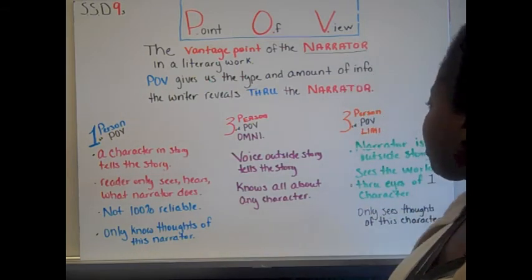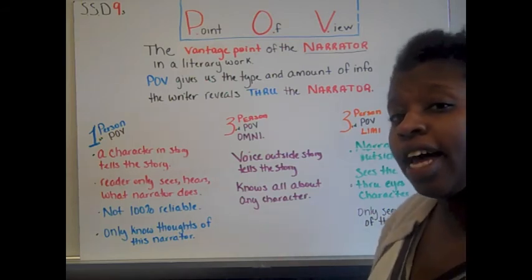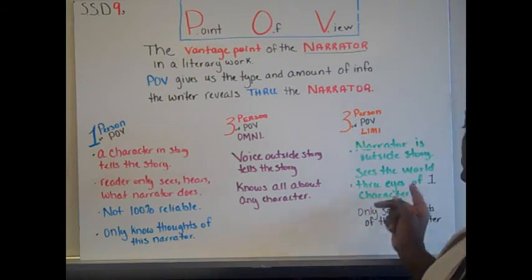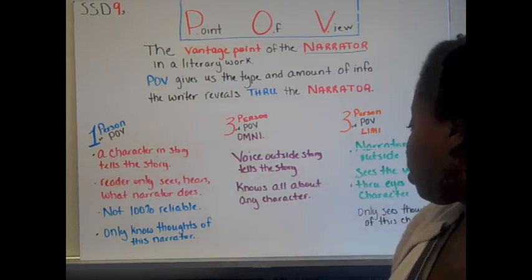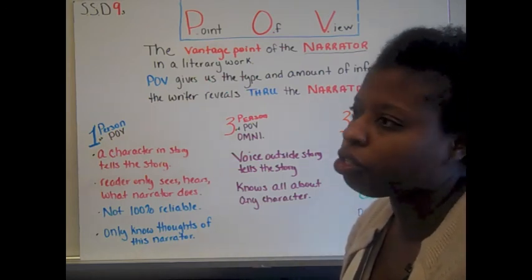And then the last one is third person limited. The narrator is still outside the story, but this time the narrator is only limited to one character. So they see the world of the story through the eyes of one character. And they can only see that one character's thoughts.